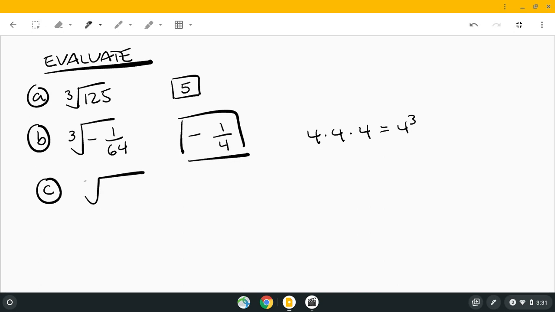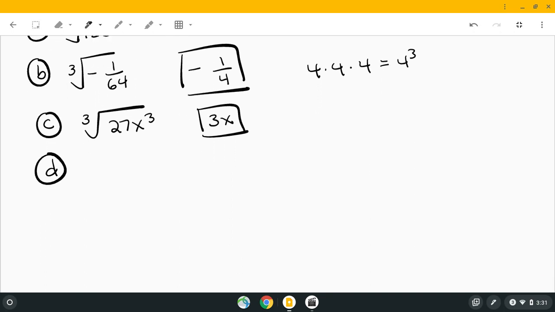Cube root of 27x cubed. So again, when you're dealing with odd roots, cube roots, fifth roots, you don't have to worry about the absolute value. Okay, so cube root of 27 would be 3, and we get x. Okay, we don't have to do absolute value. Okay, and again, because 3 times 3 times 3, which is 3 to the third, that equals 27.